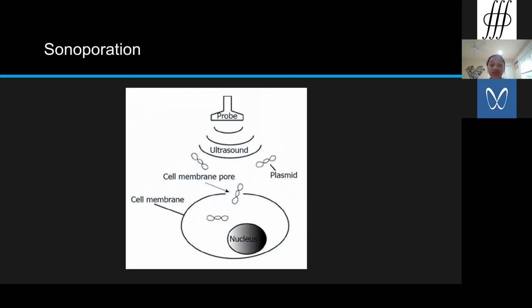Okay, and now for the non-viral vectors. So sonoporation is a physical method, and basically this one, here you basically make pores in the cell with sound. So the ultrasonic frequencies deliver DNA to the cells, and so with acoustic cavitation, it would disrupt the cell's membrane and allow the DNA to move into the cells, as it's shown here, right? So the plasmids will move into the cell.